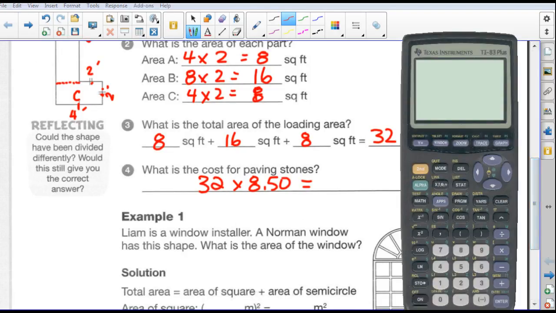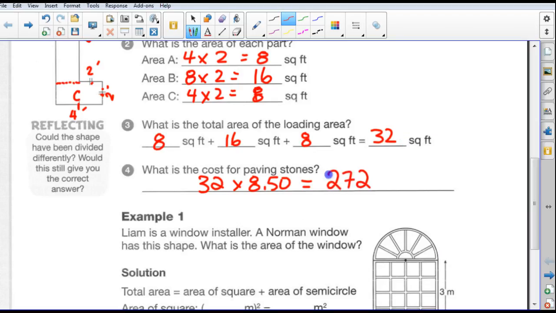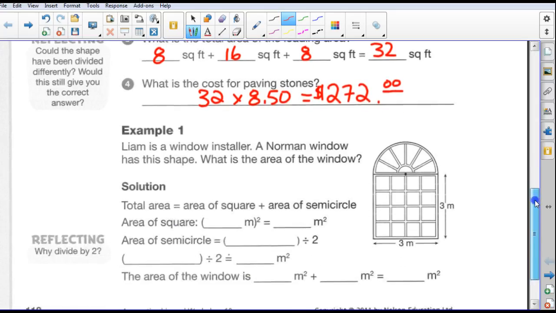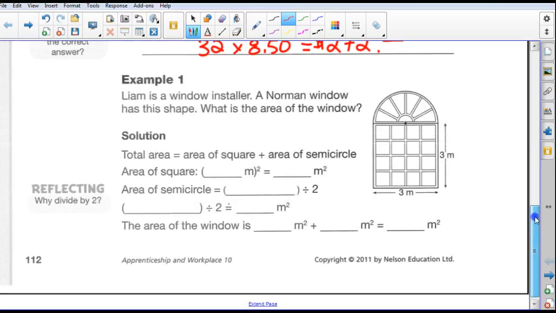which is equal to, let's take our calculator, and I get 32 times $8.50 per square foot is $272. So it's going to cost her $272 in paving stones. Okay? Example 1. This is a good example of a composite shape. We have a square bottom part of a window attached to a semicircle at the top, and we want to calculate the area because this will give us the area of glass that's in there.